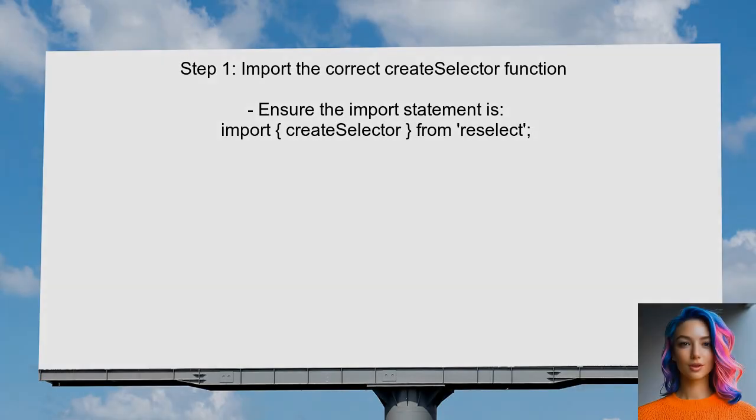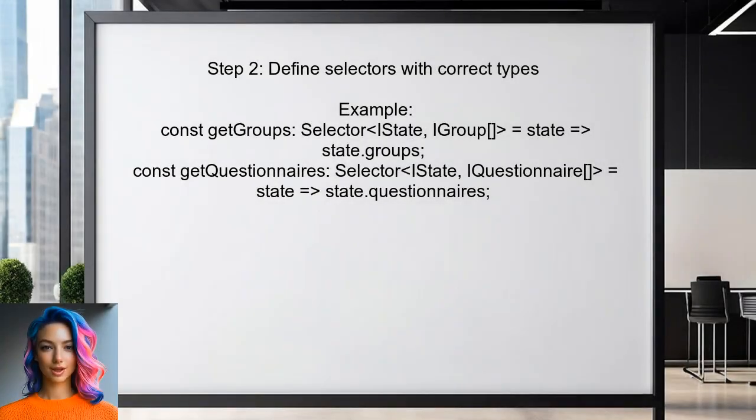To address the issue with the createSelector function, the user should first ensure that they are importing the correct version of createSelector from the Reselect library. This is crucial for TypeScript to recognize the appropriate function signature. Next, the user needs to define the selectors correctly. They should ensure that the selectors being passed to createSelector match the expected types. This will help TypeScript infer the correct types for the parameters.